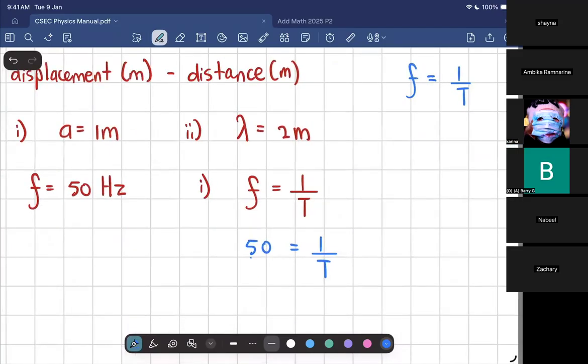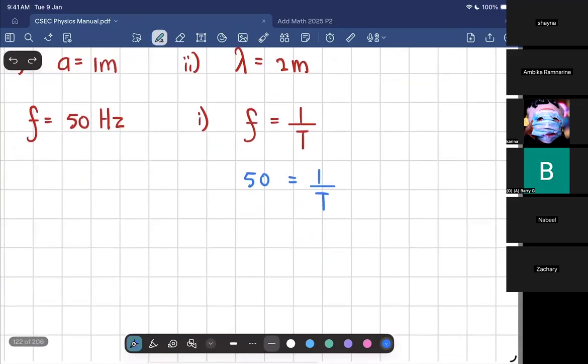Let me show you a trick you could do. It's a very cool trick. Anytime you have a fraction on either side of the equation, so watch this. We have 50 is equal to 1 over T. Another way I could write that is 50 over 1 is equal to 1 over T.